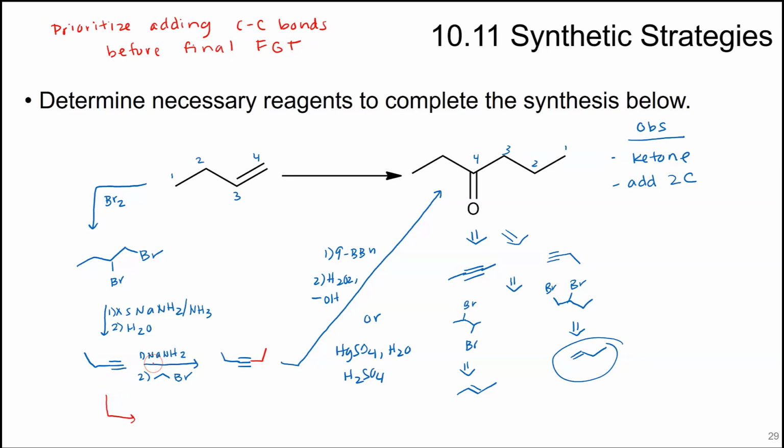If I was to do the 9-BBN or the H2SO4 here, let's say I use the 9-BBN, I would have the aldehyde. And right now you have no ways of going from aldehyde to adding 2 carbons onto there. So you want to make sure that you add your carbons before you do the final functional group transformation.